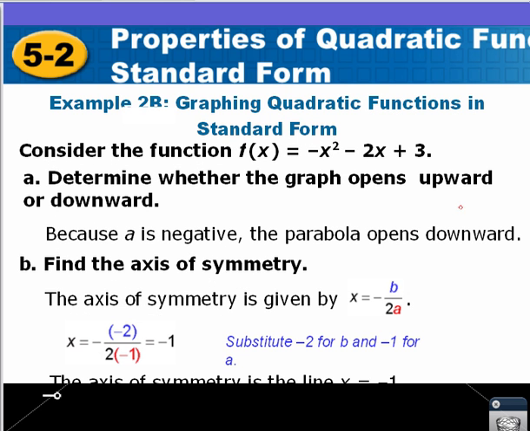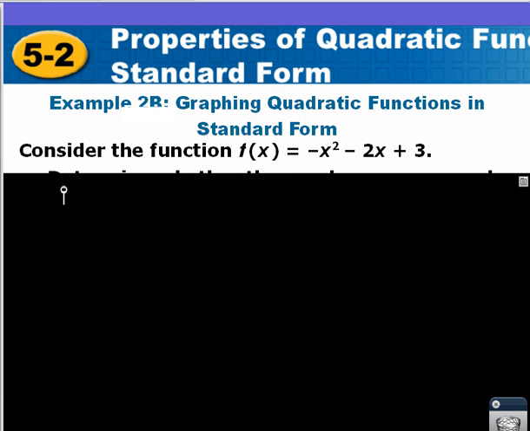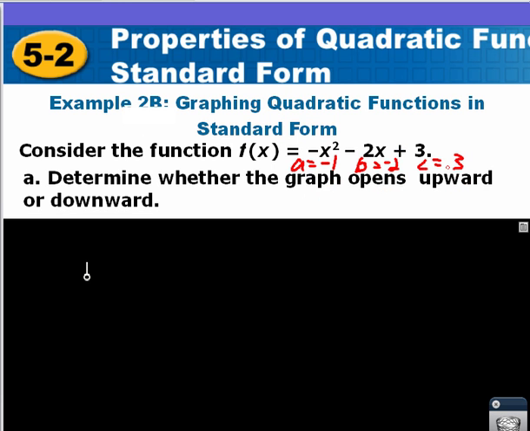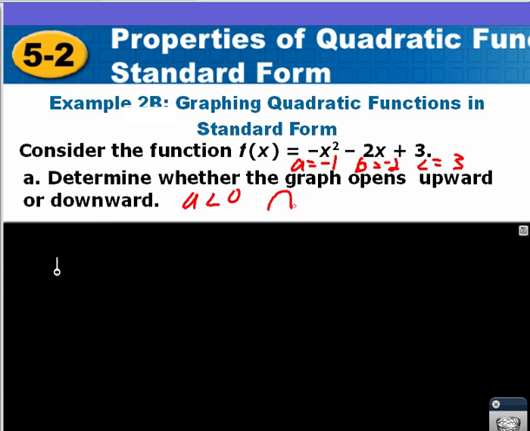All right, I have another example. Here's my function this time. A is equal to, I have a negative in front and no number, so it's -1, B is equal to -2, and C is equal to 3. So upward or downward? A is negative, so we have a frowny face, so it opens downward.